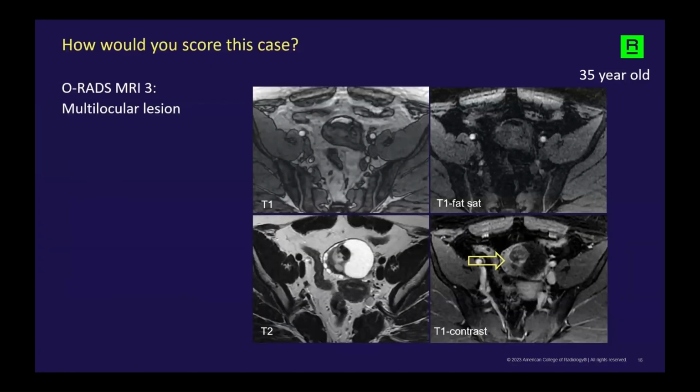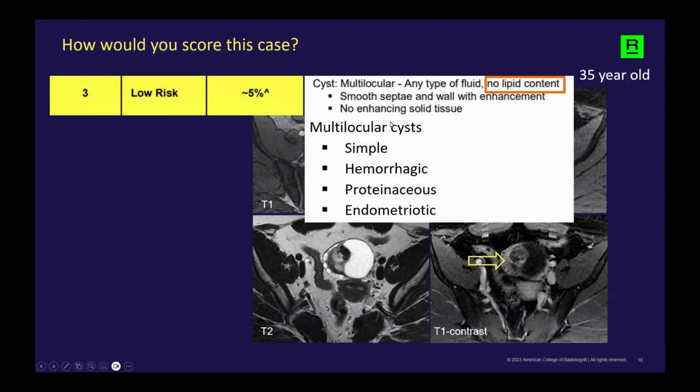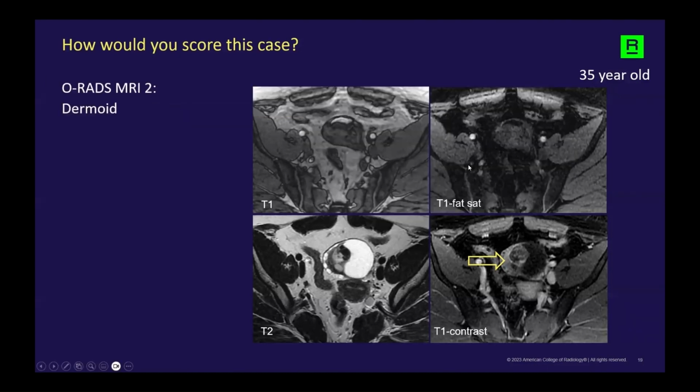Some of you may have also wanted to make this into a 3 because it's multilocular, with multiple septations. But I wanted to point out that multilocular cysts cannot have lipid content and cannot have any enhancing components. So this would not have been rated by its number of cysts or number of septations. So not a 3. It's either going to be a 2 or a 4. And that's the question. Is it a 2 or is it a 4?